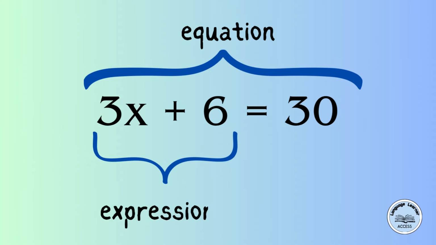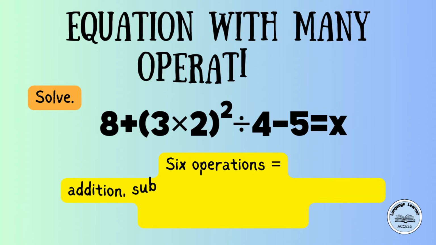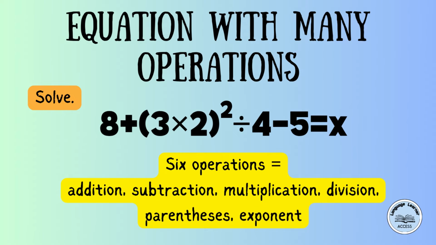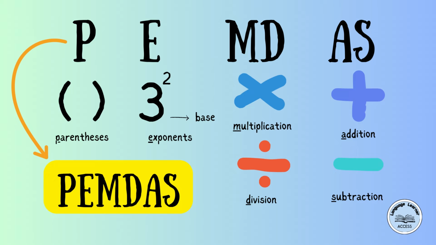Now that we understand what an equation is and its many parts, let's focus on solving equations. Some equations are very short and only require one operation, like x plus 5 equals 12. Other equations have multiple operations that need to be completed, like the one you're seeing on the screen. In that case, what do we do first? You can follow a simple abbreviation to remember it. PEMDAS. Each letter gives you the order of operations you need to follow to solve an equation.